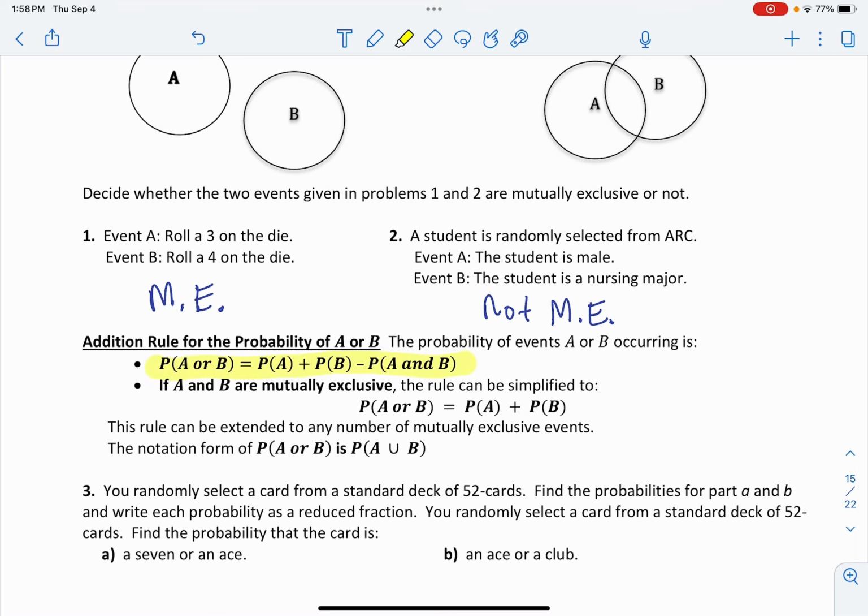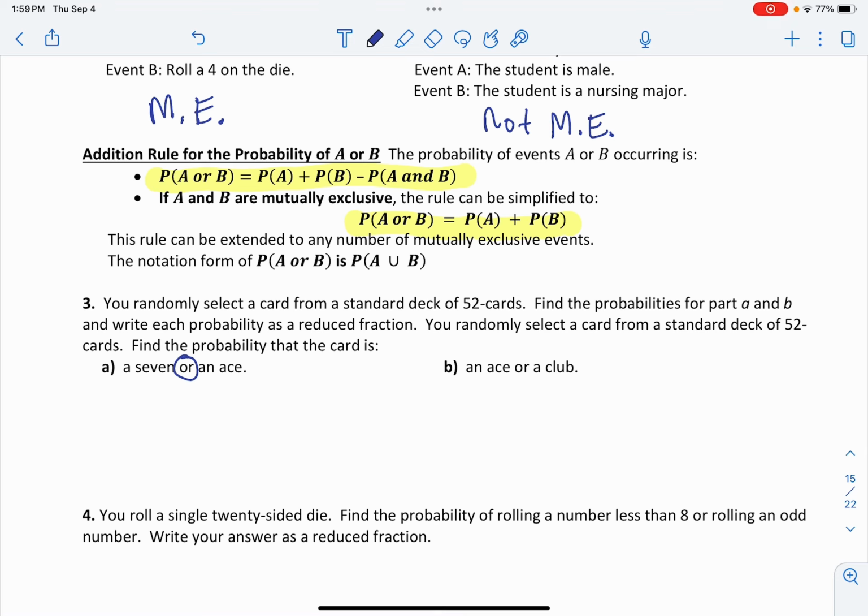Okay, let's give it a go. You randomly select a card from a deck, find the probability that you get a 7 or an ace. So there's the keyword OR. That means I'm probably going to be doing some adding. So if I did my notation, probability of 7 or ace, the formula is probability of 7 plus probability of ace.